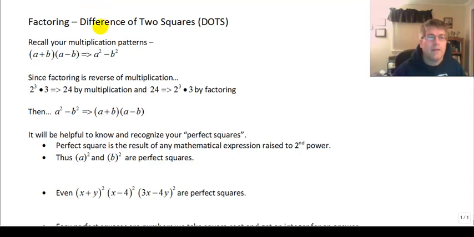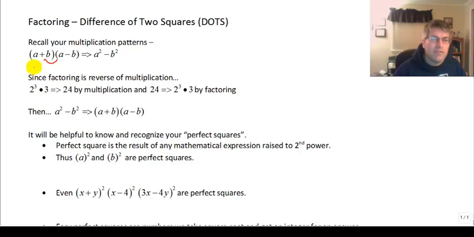Welcome back. In this video, we're going to work on factoring the difference of two squares. This is another one of our factoring patterns. Again, recall your multiplication patterns. Recall that when we had the pattern a plus b times the quantity a minus b, when we multiplied that together, that gave us a squared minus b squared.